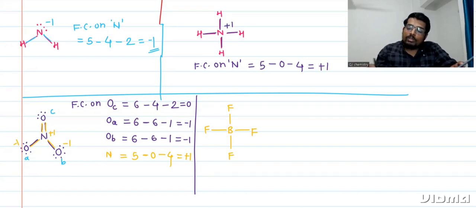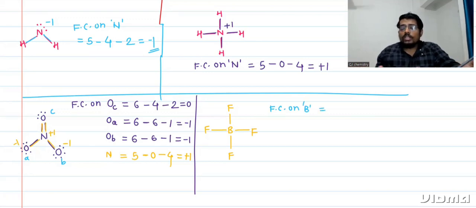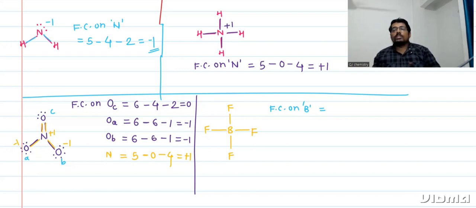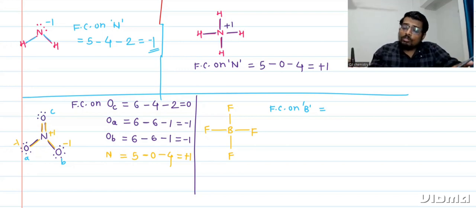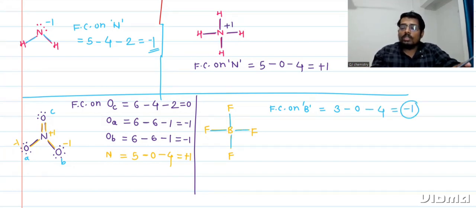Next molecule, find the formal charge on boron. Boron belongs to group 13, so the number of valence electrons is 3. Minus how many dots on boron? 0. And the number of covalent bonds associated with boron is 4. So 3 minus 4, the formal charge on boron is minus 1.